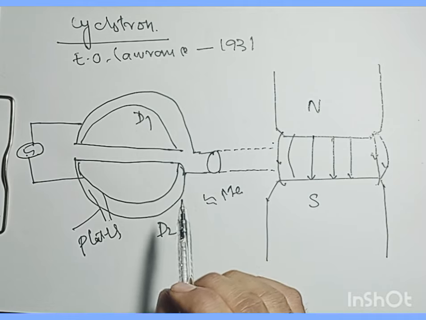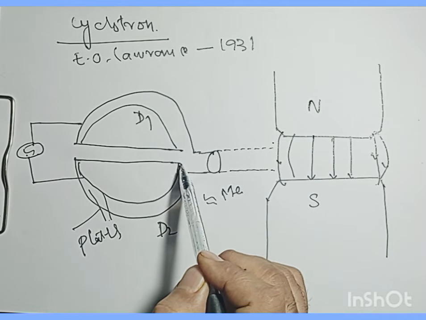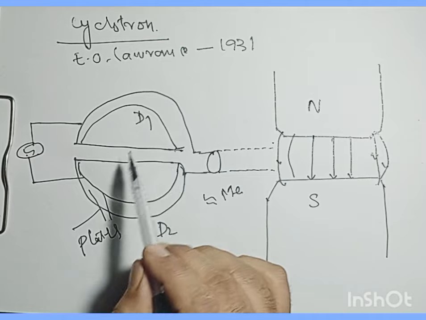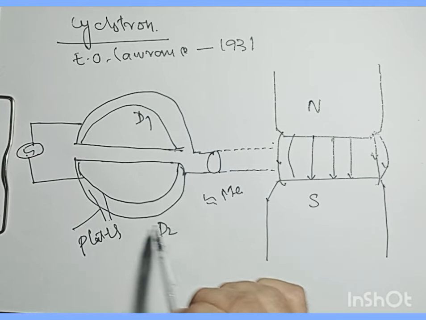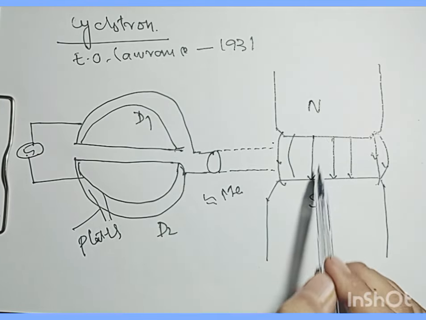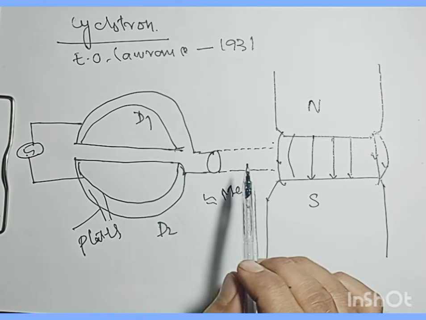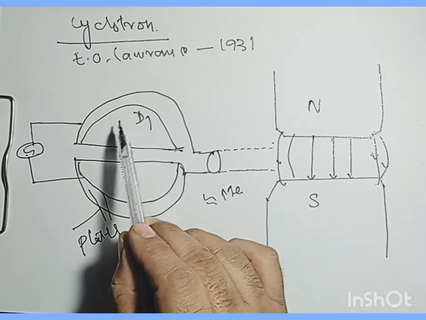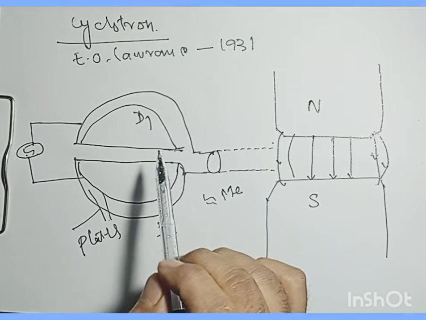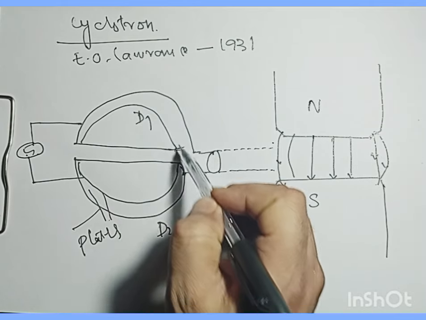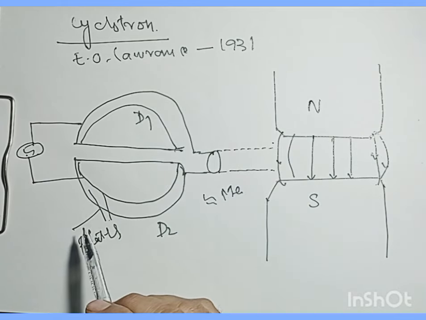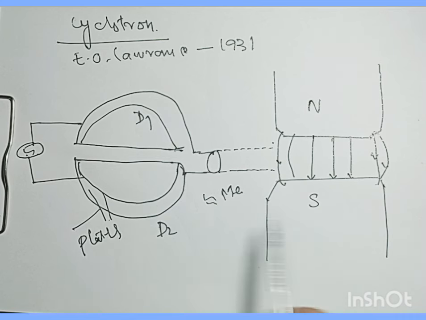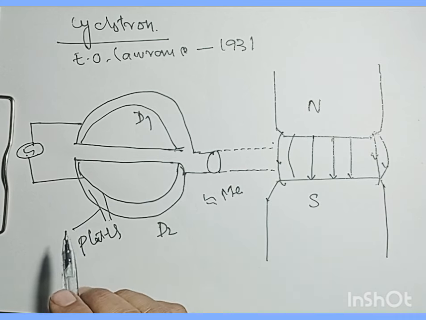Now, since the particles are compelled to cross the same accelerating gap repeatedly because of the cyclic spiraling in the magnetic field, the length of the path is increased without increasing the length of the apparatus. The path is increased, but we are not supposed to increase the length of the apparatus. That was the case of linear particle accelerators.